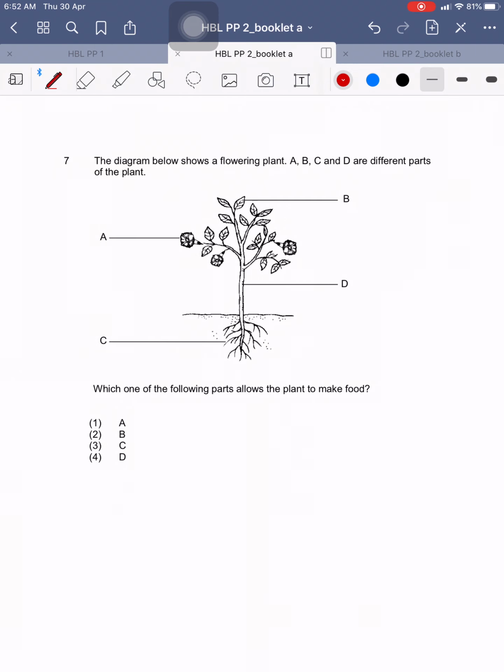Question 7. Now the diagram below shows a flowering plant. A, B, C and D are different parts of the plant. So which one of the following parts allows the plant to make food? Now answer will be 2, because leaves will help the plant to make food.